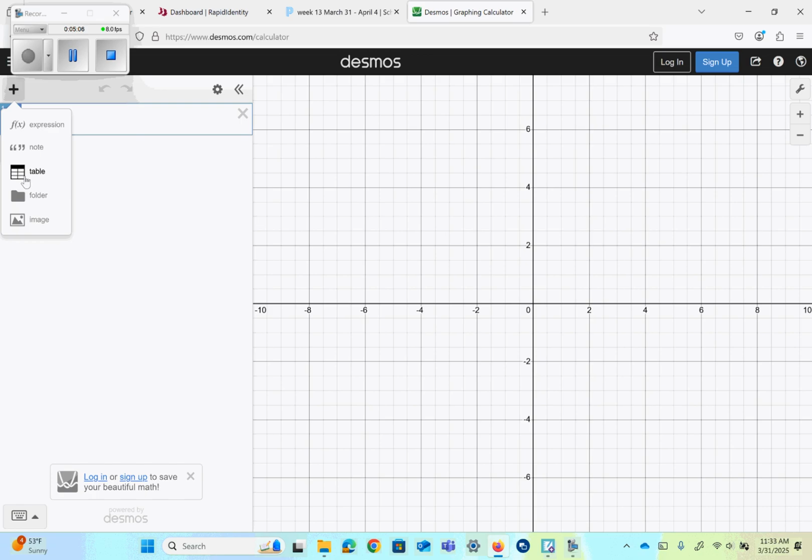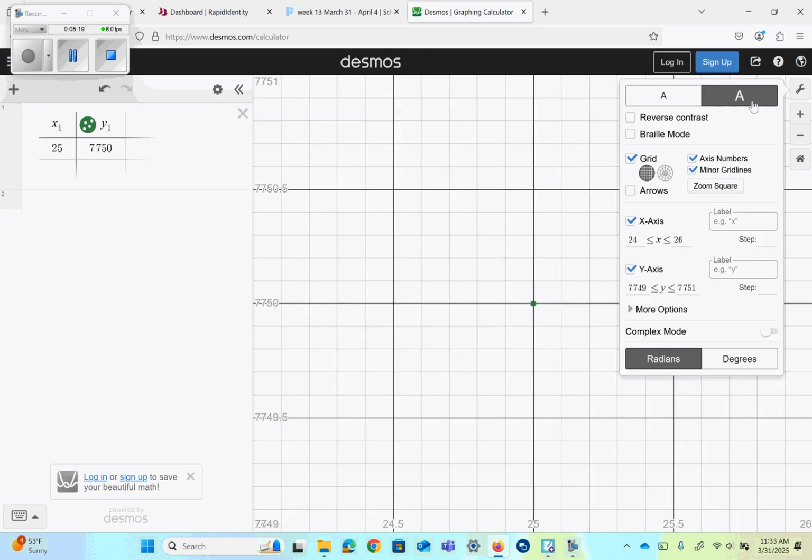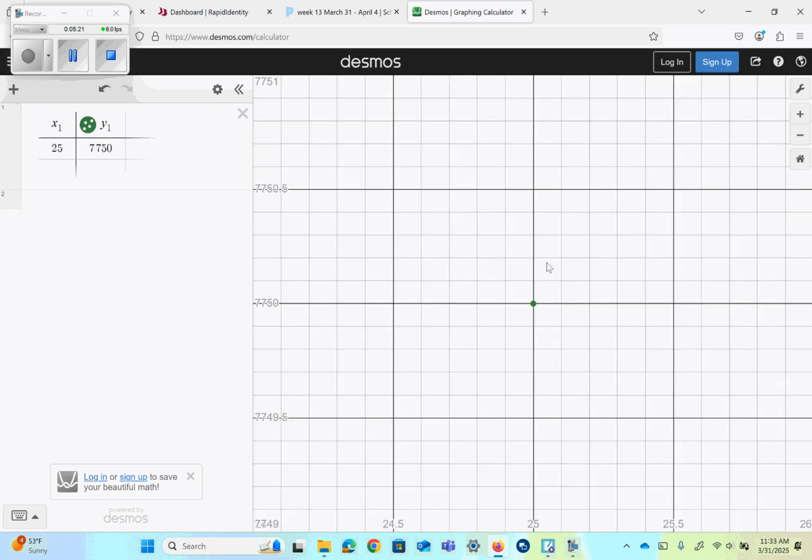I'm going to go into the table function, and I'm going to do 25 people, and that's 7,750. I'm just trying to do some first thinking about this. So now I have this dot. I have one singleton dot. Agree? Okay. So let's do this.